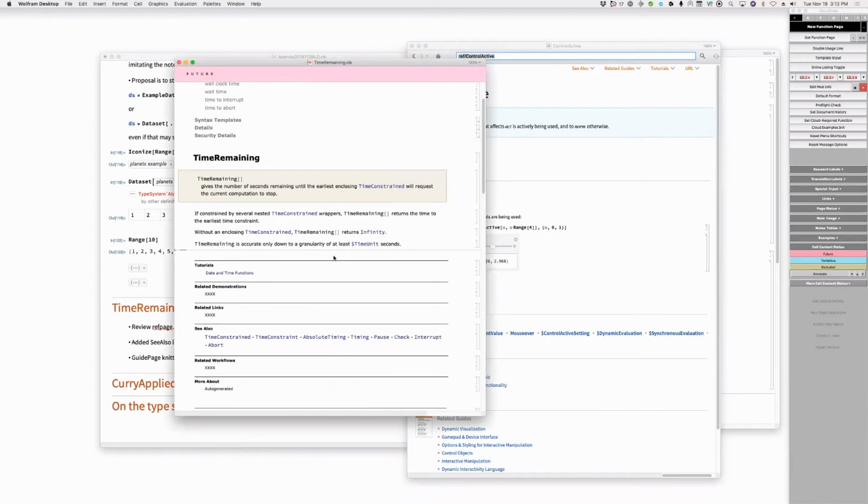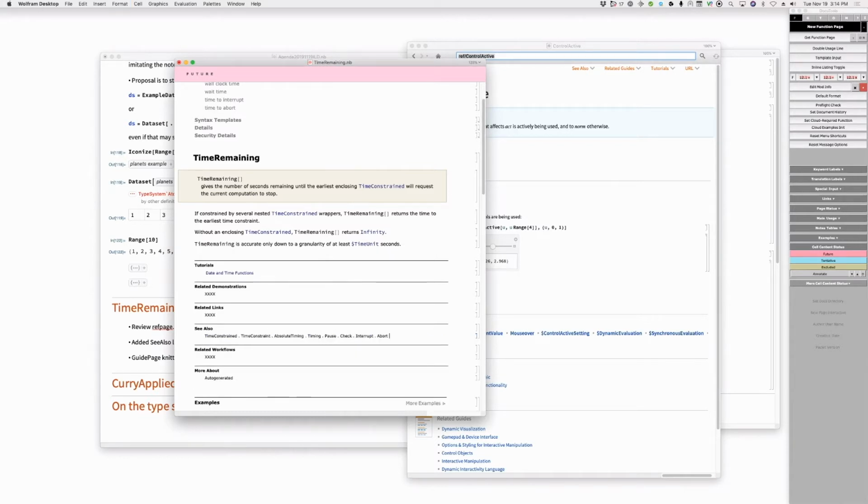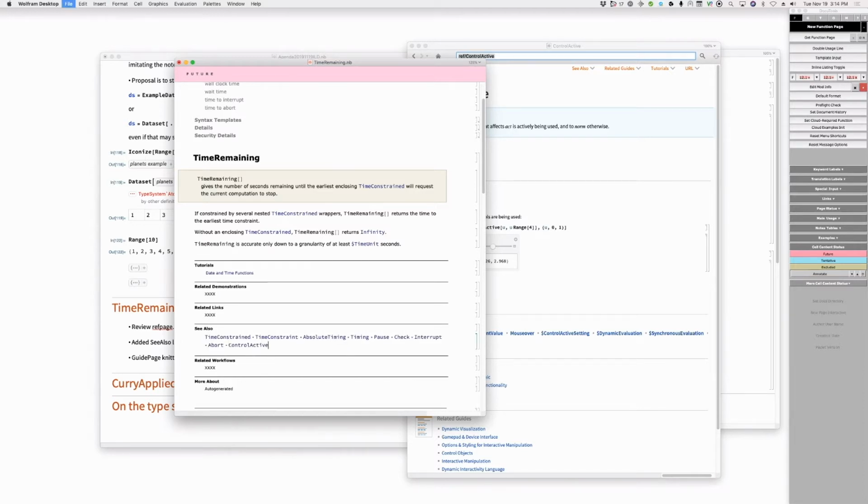Okay, so does it need to say something about abort protect here? It needs to say something about whether it's CPU time. I'm pretty sure it's wall clock. Well, then it isn't consistent with time constrained, is it? It is, because I'm pretty sure time constrained is also wall clock.